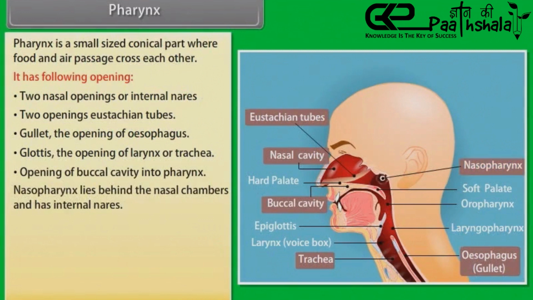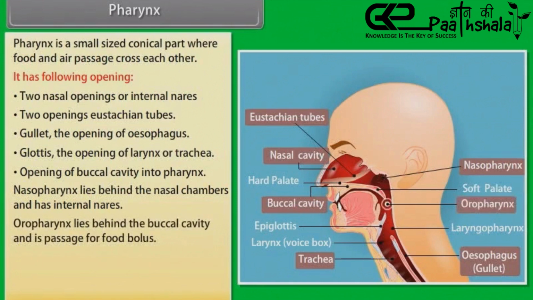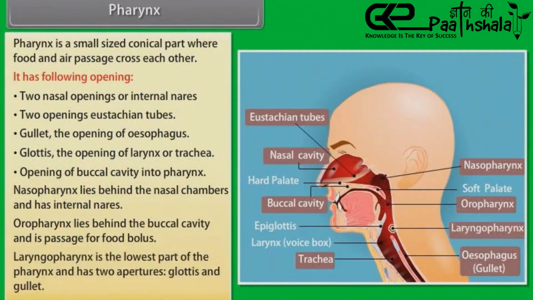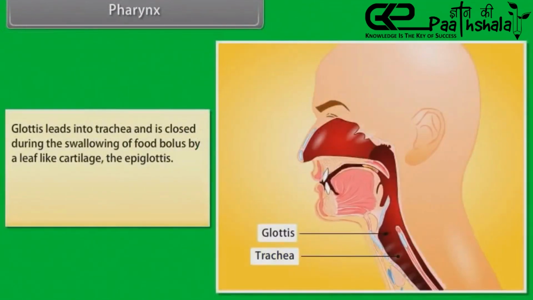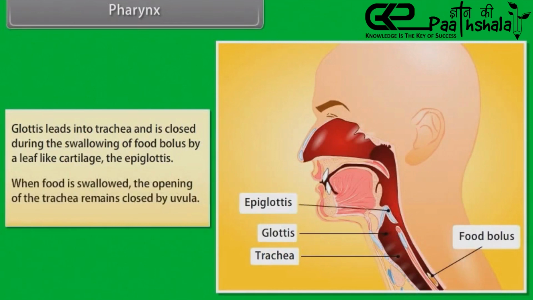Nasopharynx lies behind the nasal chambers and has the internal nares. Oropharynx lies behind the buccal cavity and is the passage for the food bolus. Laryngopharynx is the lowest part of the pharynx and has two apertures, the glottis and the gullet. The glottis leads into the trachea and is closed during the swallowing of the food bolus by a leaf-like cartilage, the epiglottis. When food is swallowed, the opening of the trachea remains closed by the uvula.